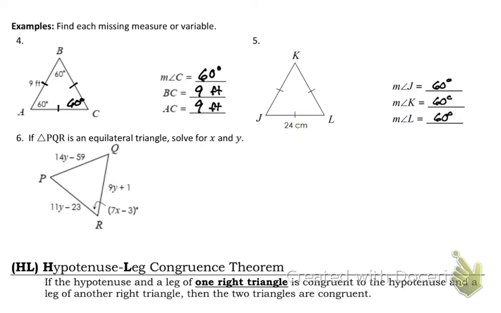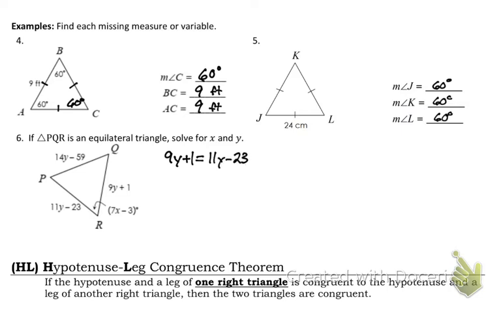Can someone give me an equation? There's actually several equations that would work on here. You don't have to solve it. Just give me the equation to solve for either Y or X. Joseph? 9y plus 1 equals 11y minus 23. Yeah, we can do 9y plus 1 equals 11y minus 23.